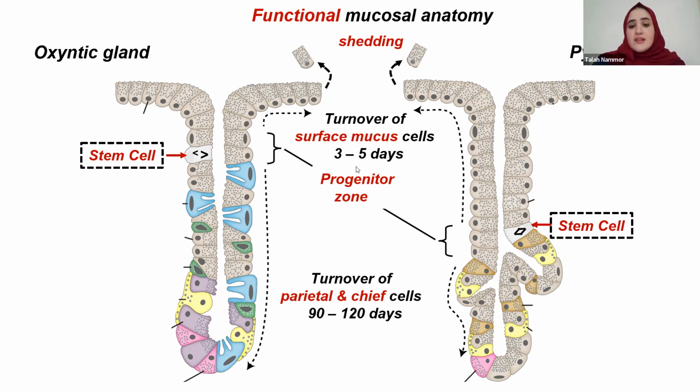Okay, and then we have something called parietal and chief cells. I think, guys, you covered this. Do you know what the parietal and chief cells are? Yes. Okay, perfect. So basically, the parietal and the chief cells are only found in the oxyntic gland, okay? They're not as often found in the pyloric gland. And because they're very special cells, their lifespan is way, way longer than the surface mucus cells, and they last from 90 to 120 days, okay?